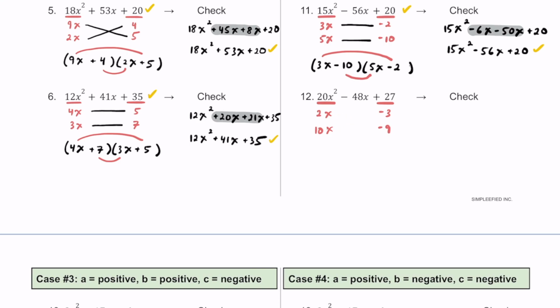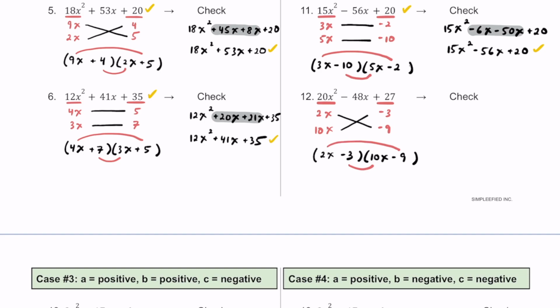Okay, so that's good. This will be our outers, and these will be our inners. Let's go ahead and set up this binomial. So we have 2x at the beginning of this one, and we'll have 10x at the beginning of our other binomial. The 2x is pairing with a -9, and the 10x is pairing with a -3. So our outers are right over here, and our inners are right over here. And let's go ahead and check this.